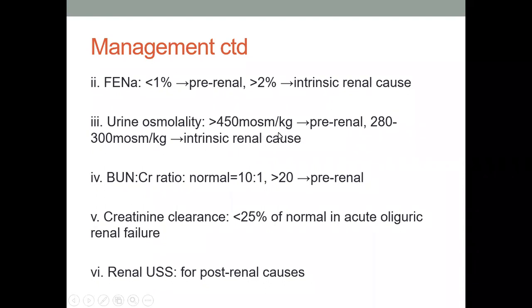Urine osmolality also will differentiate between renal and pre-renal. If it's more than 450 milliosmol per kg, it shows a pre-renal picture. If it's lower, between 280 to 300, it shows a structural renal cause. You also want to do your blood urea nitrogen creatinine ratio. The number is actually 10:1, but if you have a BUN creatinine ratio more than 20, it is a pre-renal cause. All right, creatinine kinase, when it's less than 25% of normal, it shows an acute oliguric phase. Renal ultrasound will help you to rule out post-renal causes.